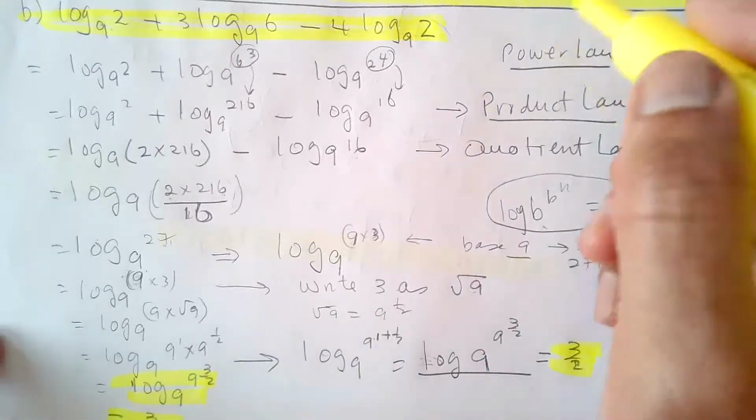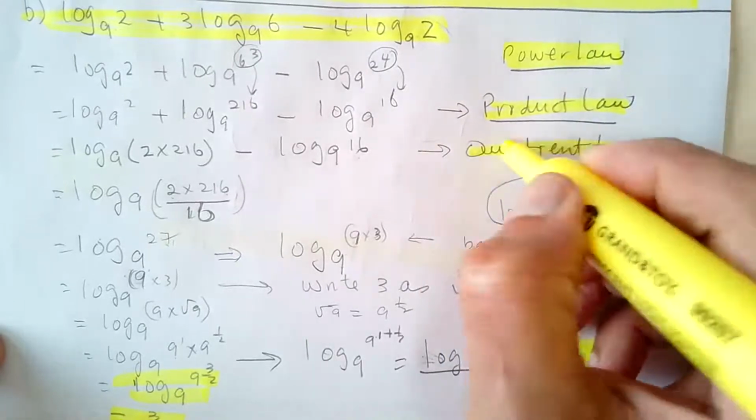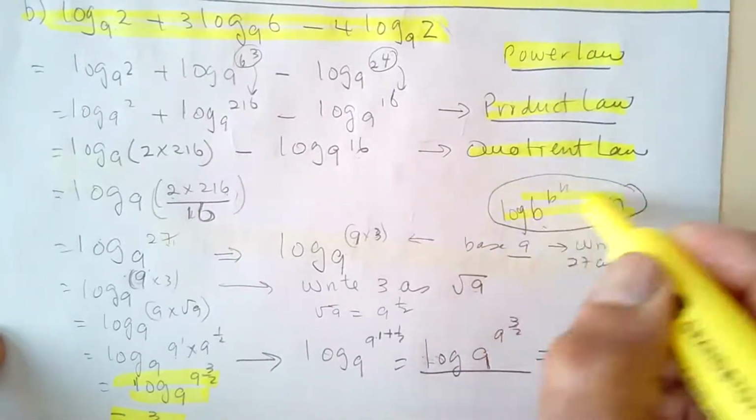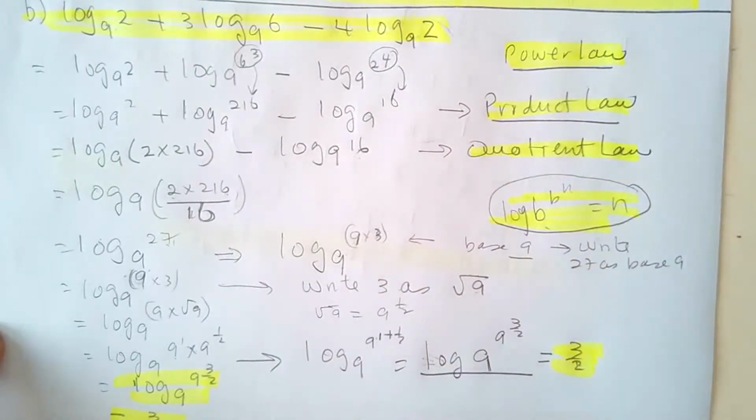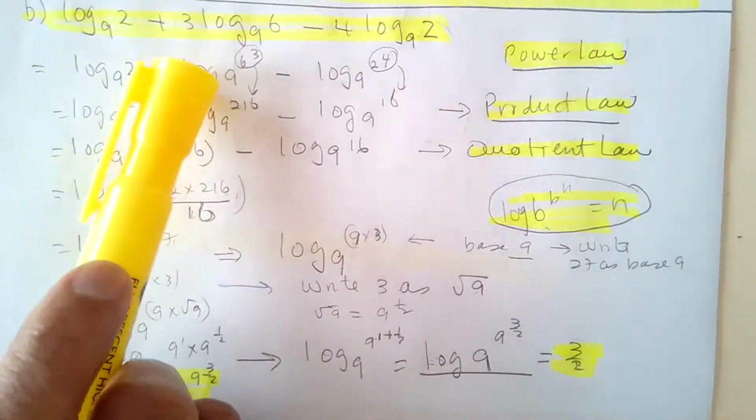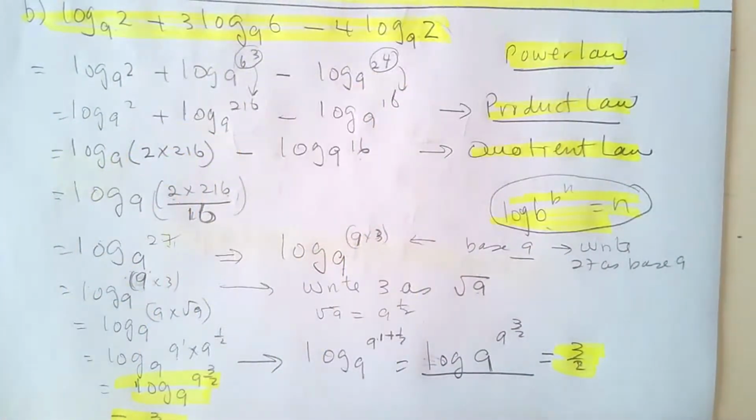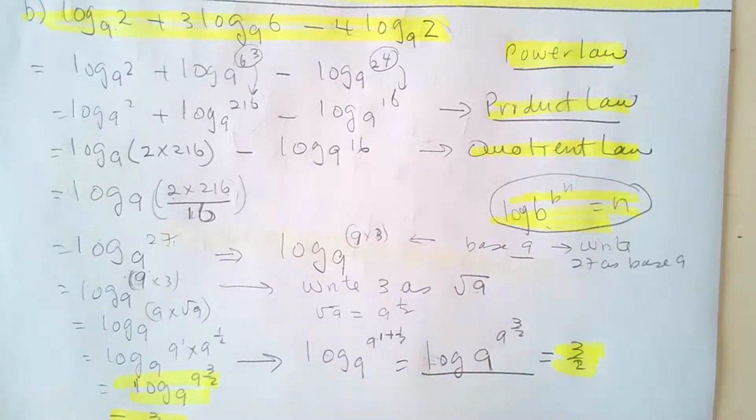So for this question, we apply the power law, the product law, quotient law. We also apply the law of principle definition. And we simplify. Our answer is 3 over 2. So log 9 of 2 plus 3 log 9 of 6 minus 4 log 9 of 2 is equal to 3 over 2.